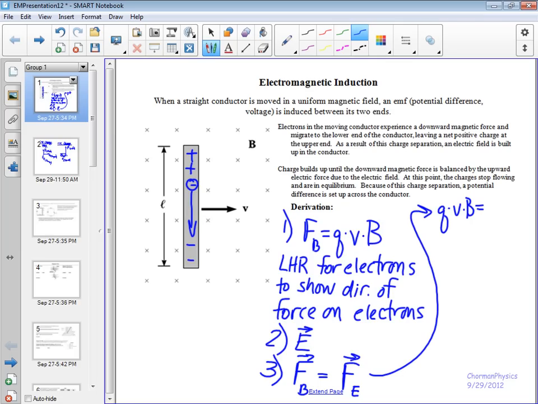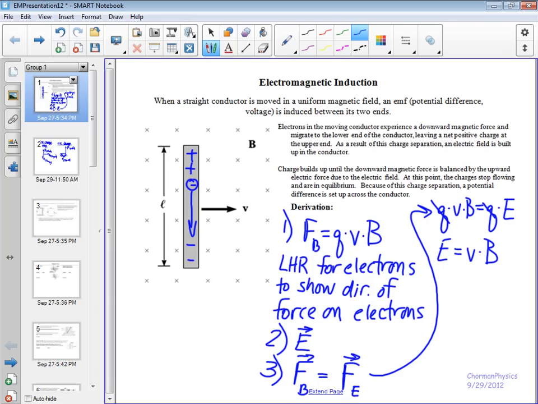We're going to say Q times B is equal to Q times field strength. Our charge is going to cancel out here. This is the force acting on a single charge. Both charges are the same. And what we end up with is the electric field strength should be equal to, when everything's balanced out, the speed of the conductor through the uniform magnetic field, the product of those two.